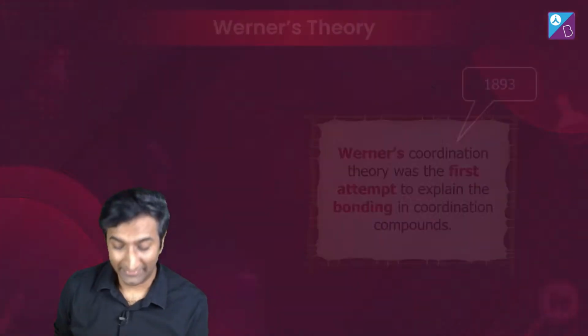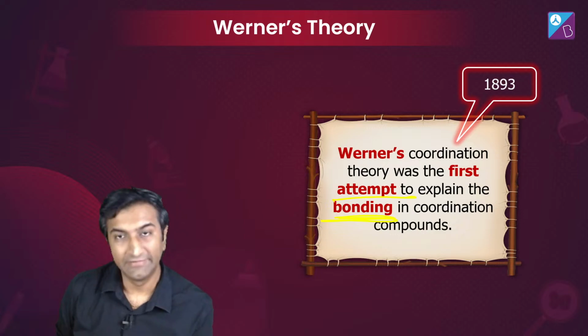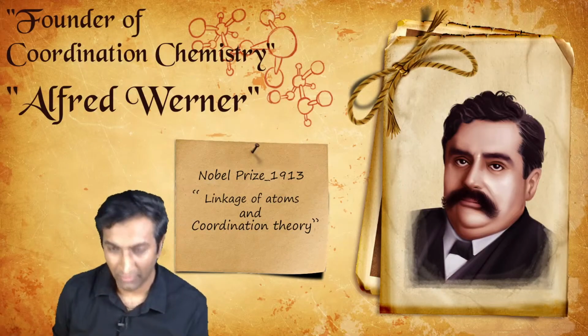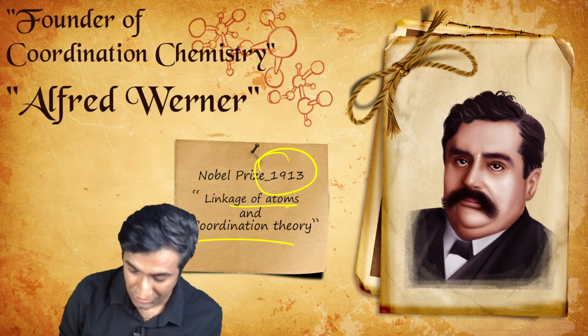ठीक है, Werner भाई साहब ने कुछ experiments किए, right? He tried to explain the bonding in these compounds. Here's this beautiful guy. Look at him. He got the Nobel Prize in 1913 for linkages of atoms and coordination theory.